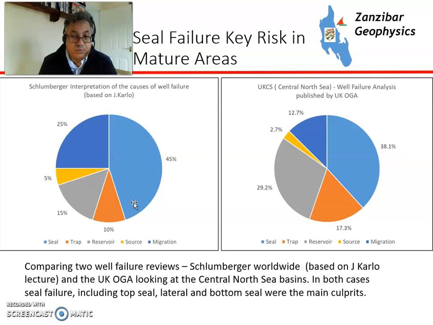So this is worldwide. And in the United Kingdom Continental Shelf, a mature area with which I'm very familiar, the Oil and Gas Authority, the main regulator in the UK, published an analysis of well failure, including one of mine, and they looked in detail at what went wrong. And again, here seal was a major failure, and also to some extent reservoirs where people were going for new novel plays which didn't work out. So again, in mature areas, seals are your main cause because we don't fully understand them.